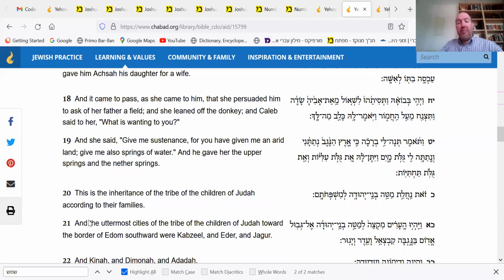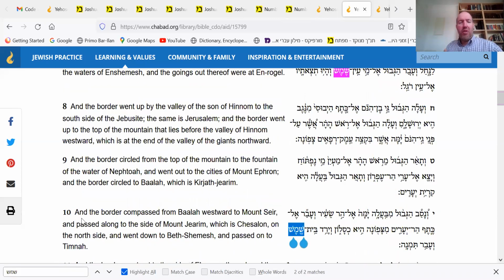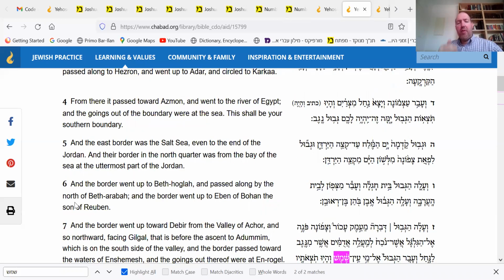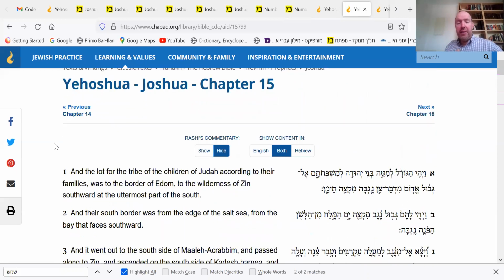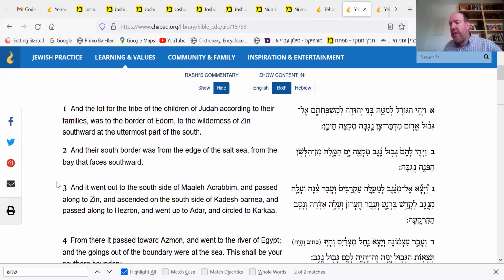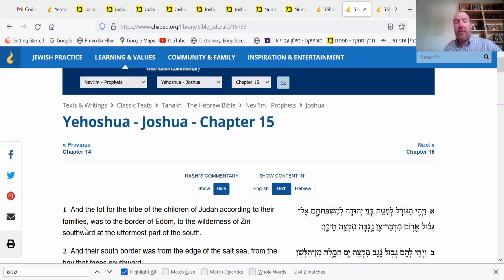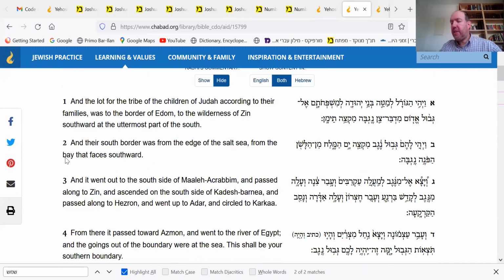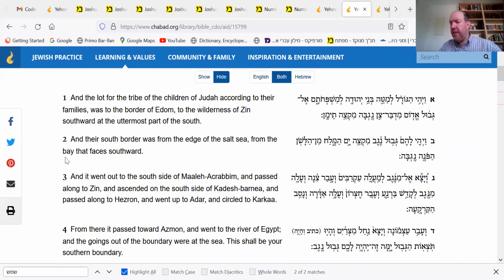After these digressions, if you will, both the 2.5 tribes in the east and the story of Caleb, we move on now in the following chapter, 15, to a description of the boundaries of the tribe of Judah.